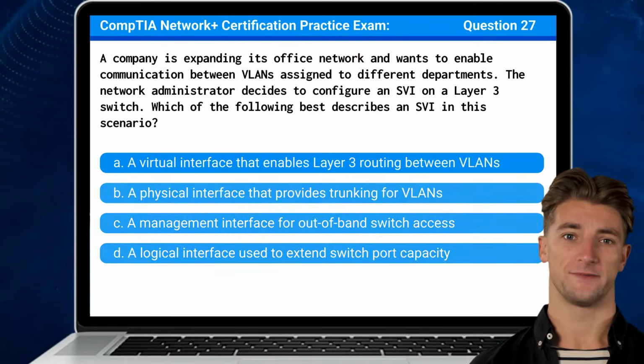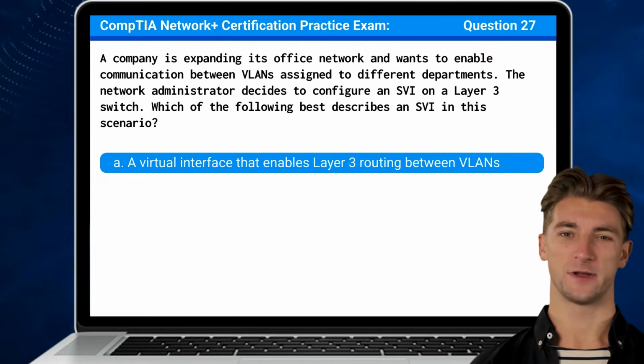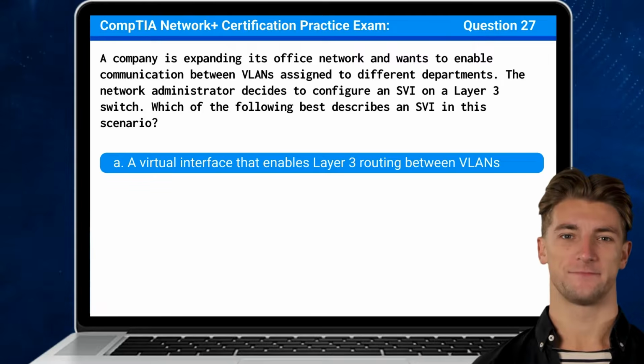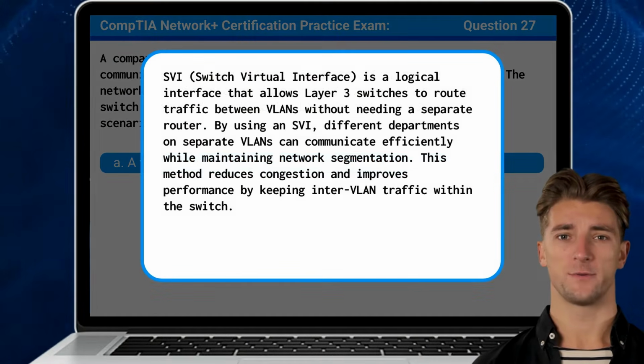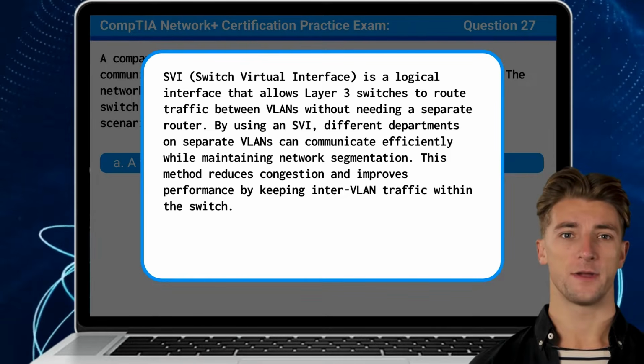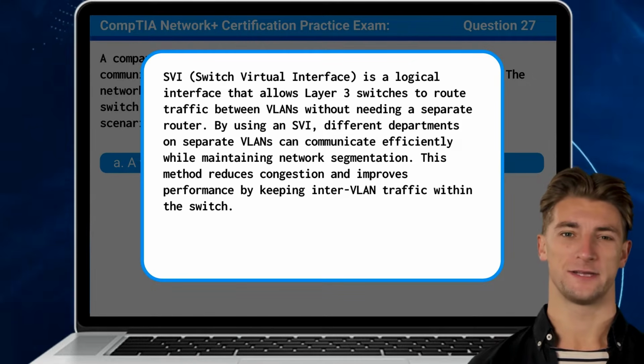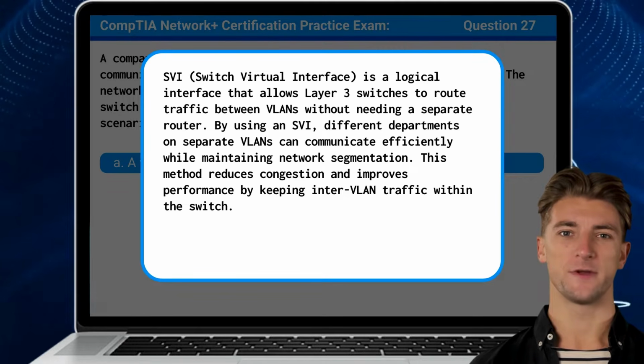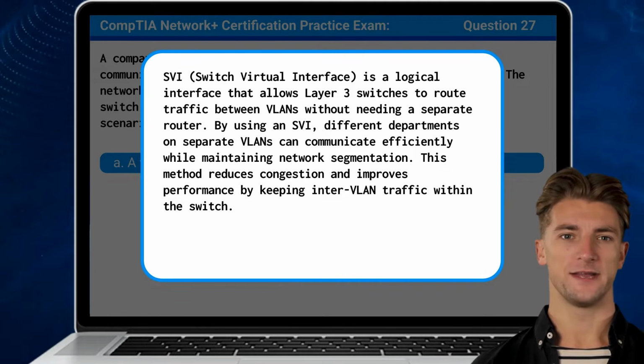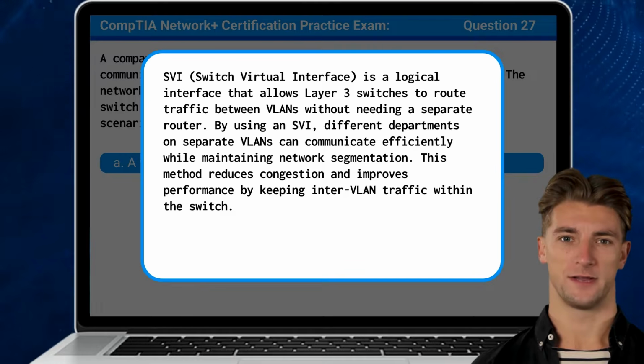The answer is A. A virtual interface that enables Layer 3 routing between VLANs. SVI, or Switch Virtual Interface, is a logical interface that allows Layer 3 switches to route traffic between VLANs without needing a separate router. By using an SVI, different departments on separate VLANs can communicate efficiently while maintaining network segmentation. This method reduces congestion and improves performance by keeping inter-VLAN traffic within the switch.